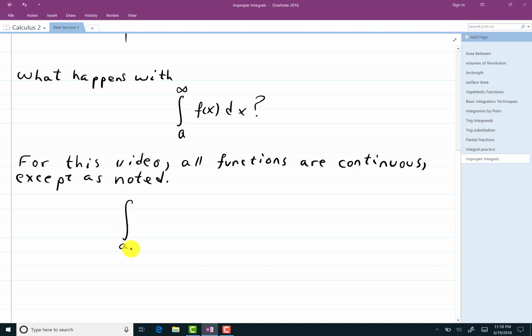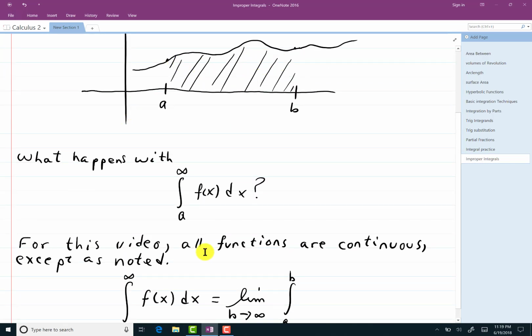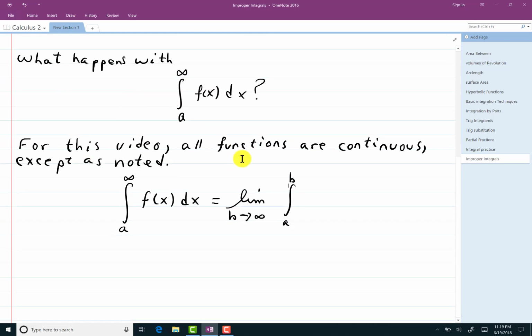To evaluate a function like this, where it starts at a and goes off to infinity, with this notation, we define it as a limit, and the limit is as b goes to infinity of the integral from a to b. So now I'm dealing with this situation here, so I'll get an answer before I take the limit, but then the limit will deal with whatever b was, and that's how we'll evaluate these things.